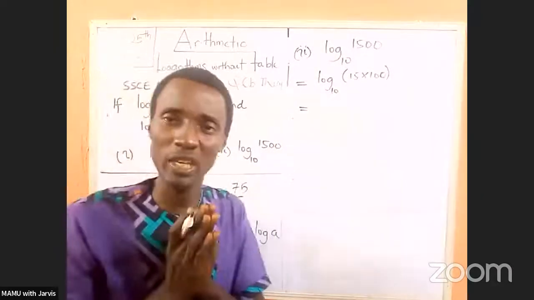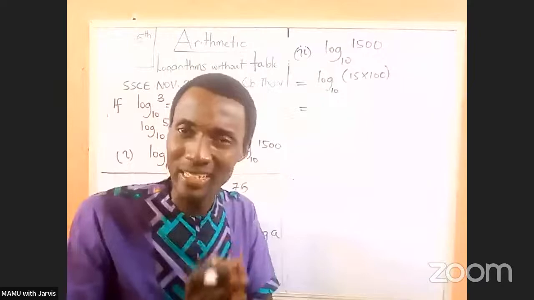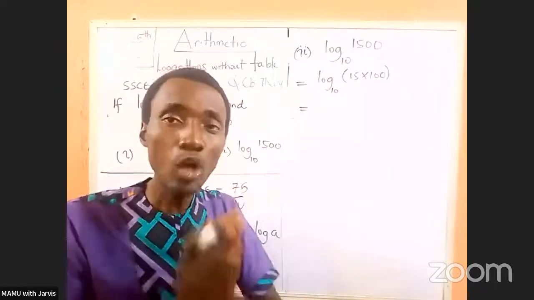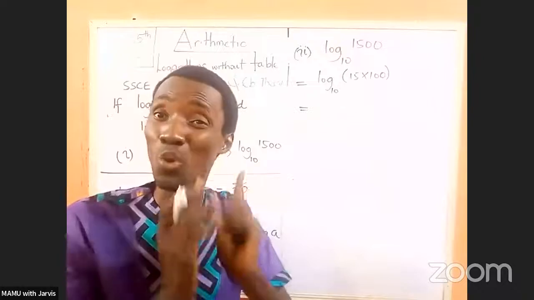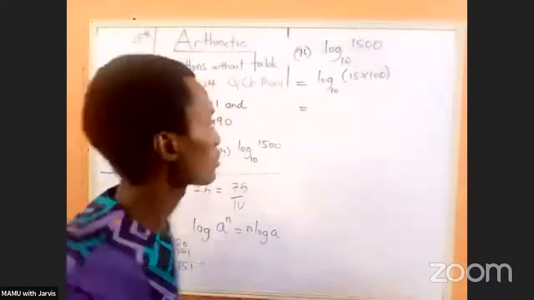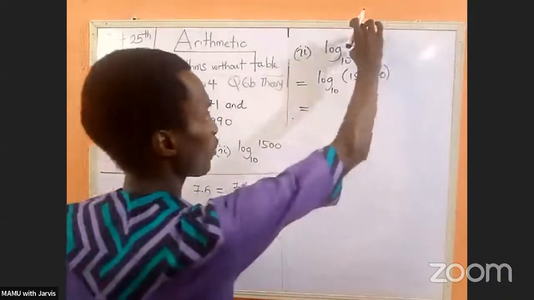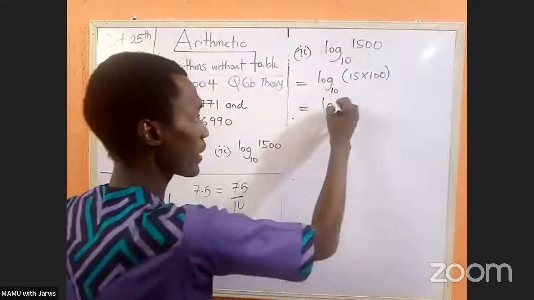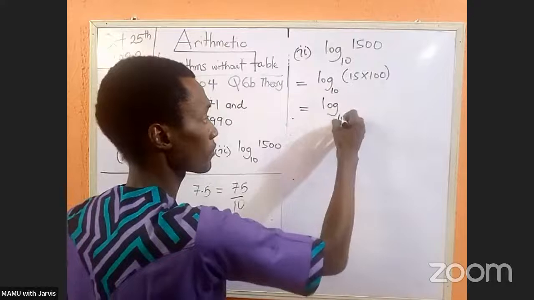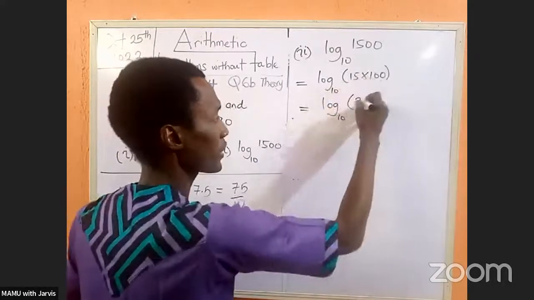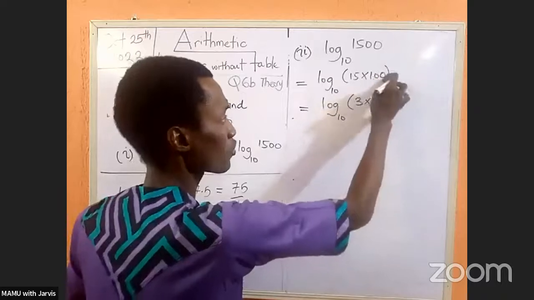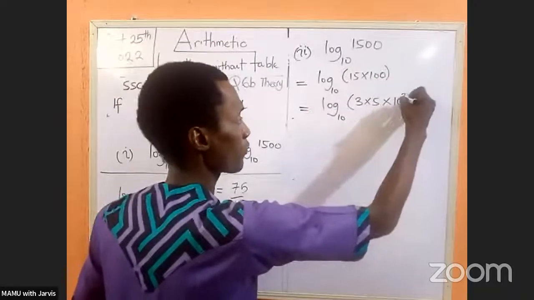And I always tell my students this, you are the one in the examination hall. So we give you ideas, but what you use in the examination hall is a function of what you can remember. So this is what I know, that 1,500 is same as 15 times 100. I can also break this to become what? 15 is what? 3 times 5 times what? This 100 can be written as what? 10 raised to the power of 2.